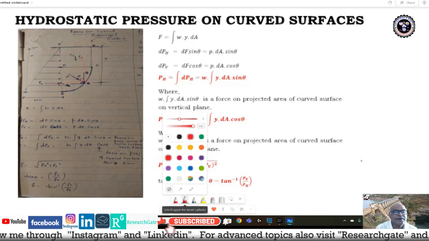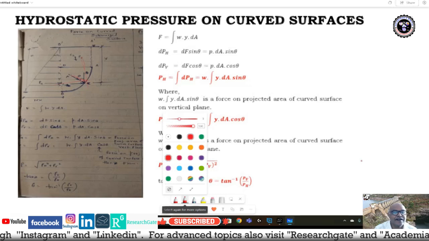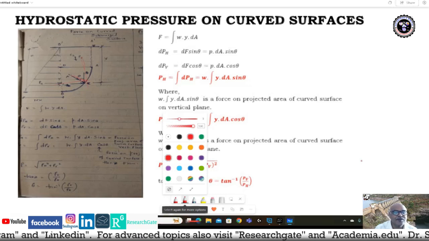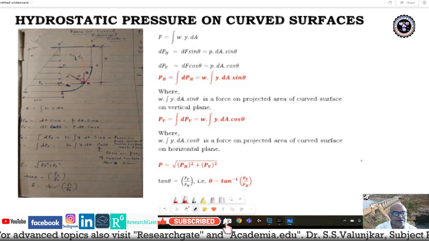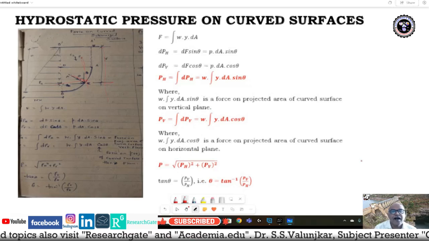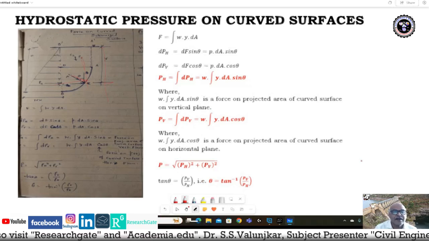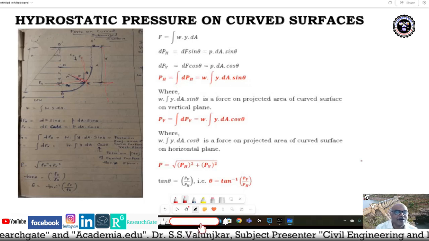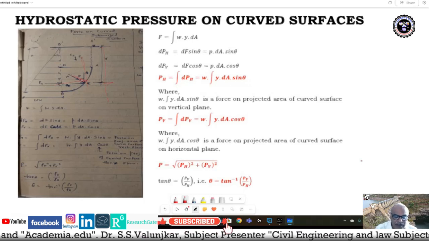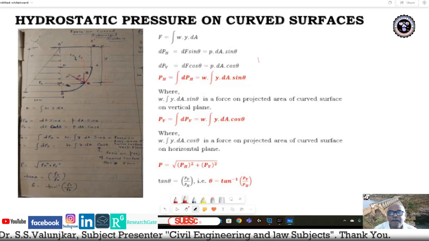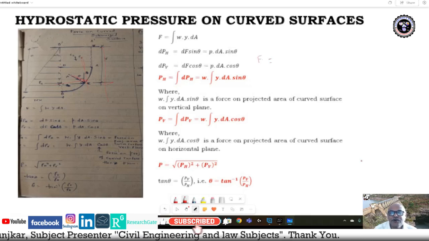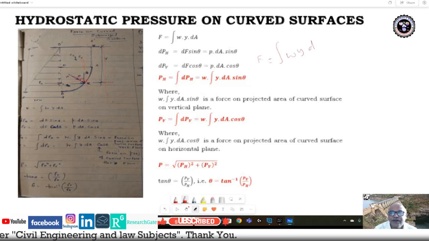The resultant is P. Let us take any depth y from the free water surface. This is y, and y into dA, a small elemental area on the curved surface. So F is equal to the integral of W into y into dA. Already we have written this here.